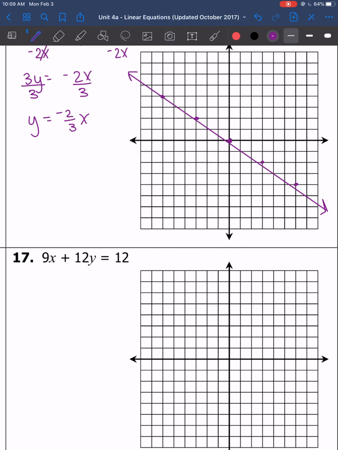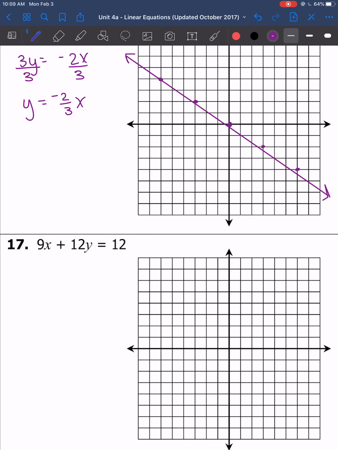And last but not least is 9x plus 12y equals 12. So let's solve this for y. So subtract 9x. So I have 12y equals negative 9x plus 12, and I want to divide by 12 on all of them. So y equals negative 9/12, which simplifies to negative 3/4, plus 1, because 12/12 is just 1.